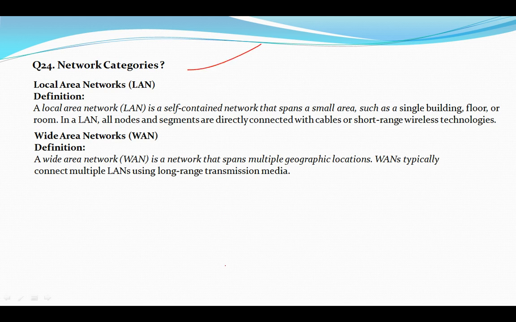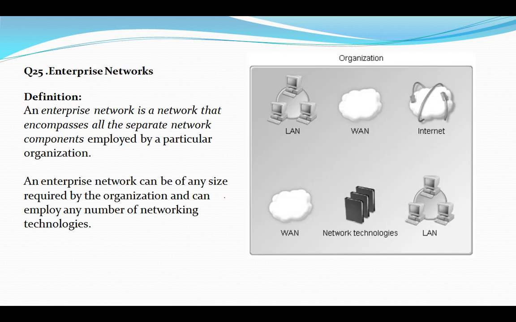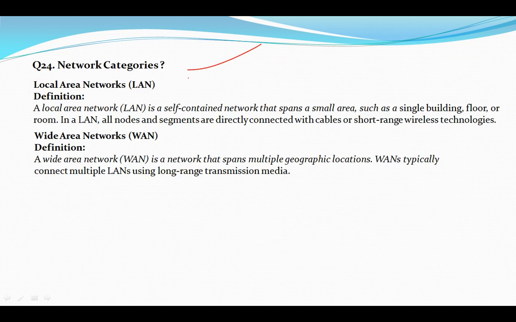Now network categories. What do you mean by network categories? So guys, we basically have two network categories, LAN and WAN. We have multiple, but we should talk about two. LAN, local area network, is a self-contained network that spans a small area such as a building, floor or room. If we talk about WAN, which is wide area network, it is a network that spans multiple geographical locations. WANs typically connect multiple LANs using long range transmission media. So these are the basic network categories.